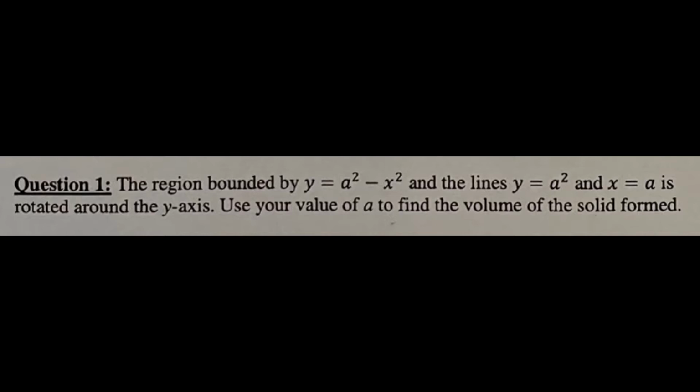Question 1 says the region bounded by y equals a squared minus x squared and the lines y equals a squared and x equals a, that region is rotated around the y-axis. Use your value of a to find the volume of the solid formed. Just as background, a here is just a constant. I'll work through the solution keeping a in general terms, and then in theory students could be given certain values of a to see what the actual value is that they get. But I'll just keep things generic for how I work through it.